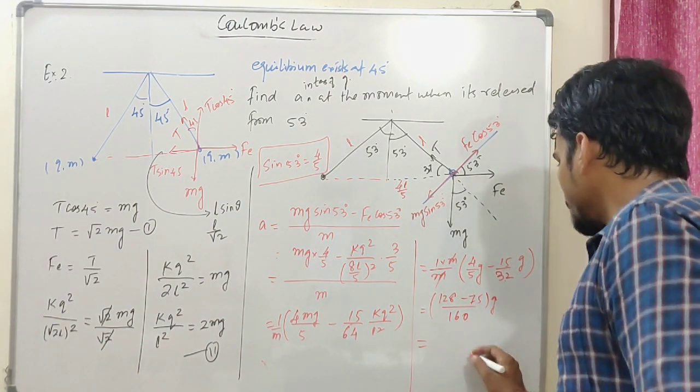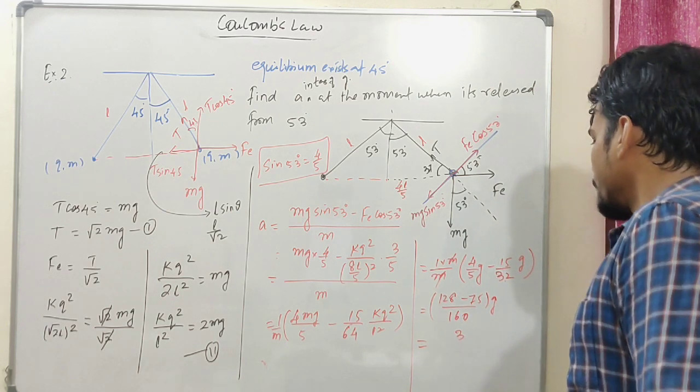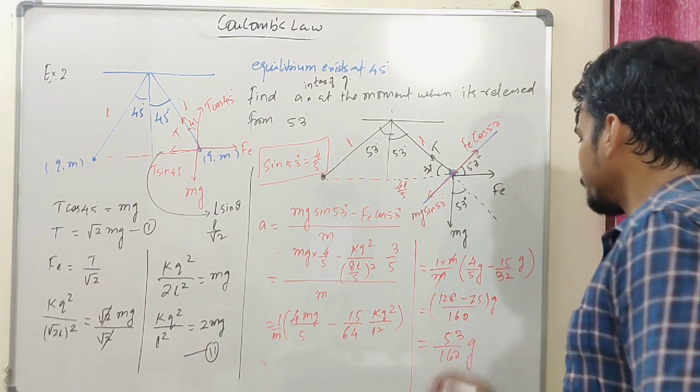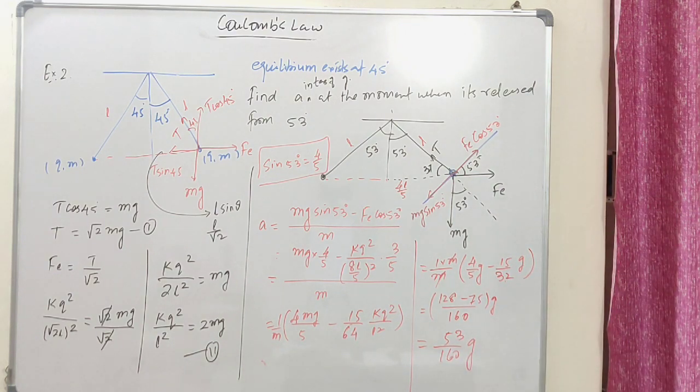I hope it's correct. Yeah, it's going to be 3. It's going to be 5 over 160 g. That should be the value of acceleration. Make sure you do check up the calculations part. Yeah, I think 32, 8, 128. Yeah, fair enough. 575. I think it's correct.